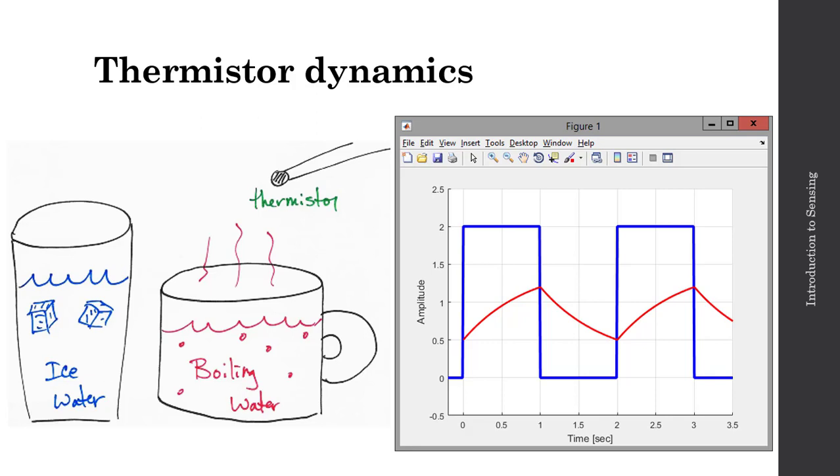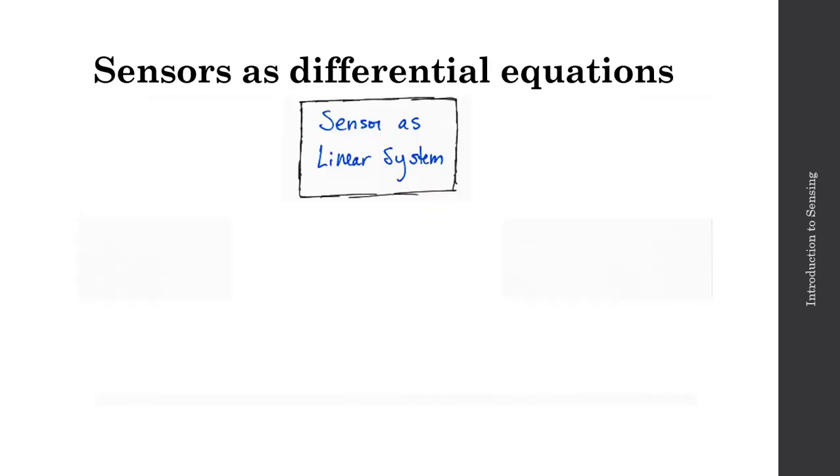It has some sensor dynamics that describe the performance of that sensor in this environment, going from cold water to boiling water and back. And hopefully what you're seeing in red here, these dynamics, is described by a first order system. Now, in 351 this semester, we're going to be thinking of sensors primarily as a linear system.